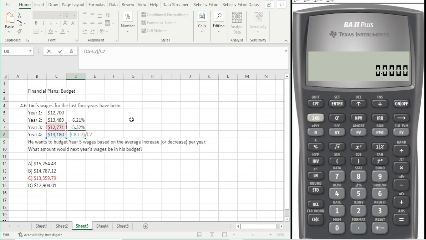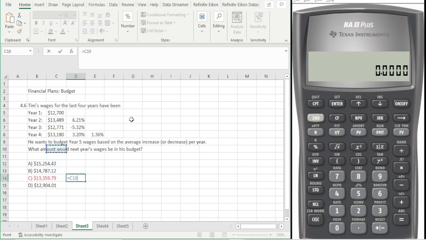Okay? These three numbers, let's figure out average. So average change or average increase equals to what? 1.36%. Okay? Using this number, let's figure out next year's wage.